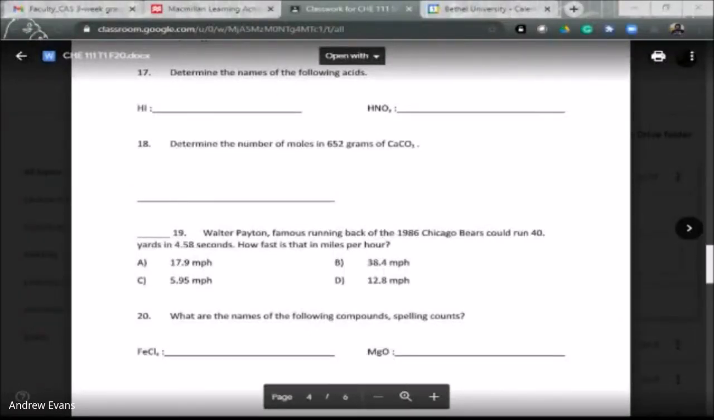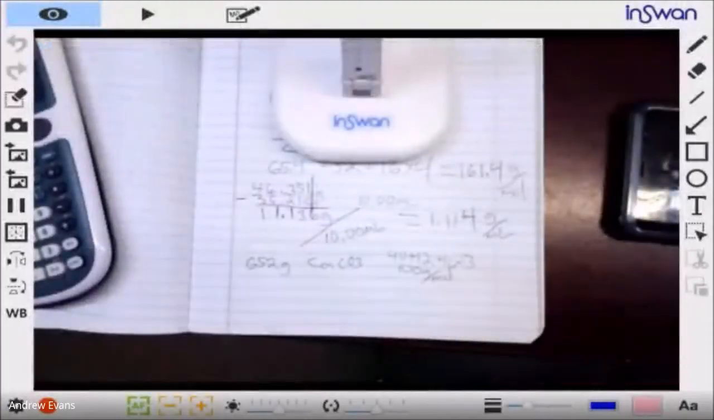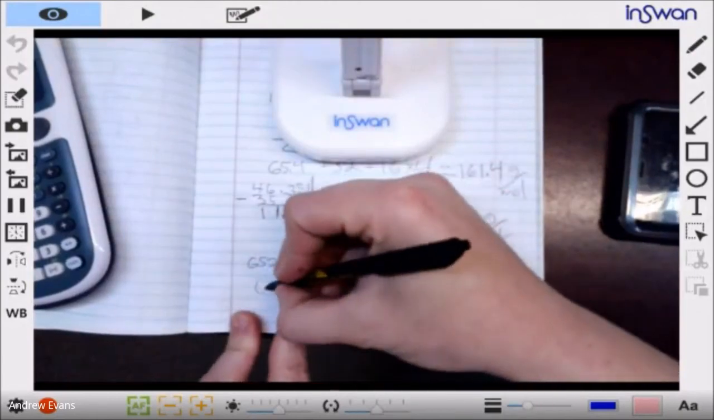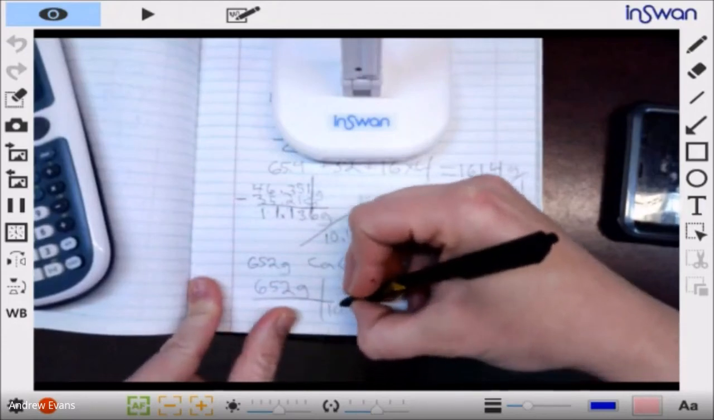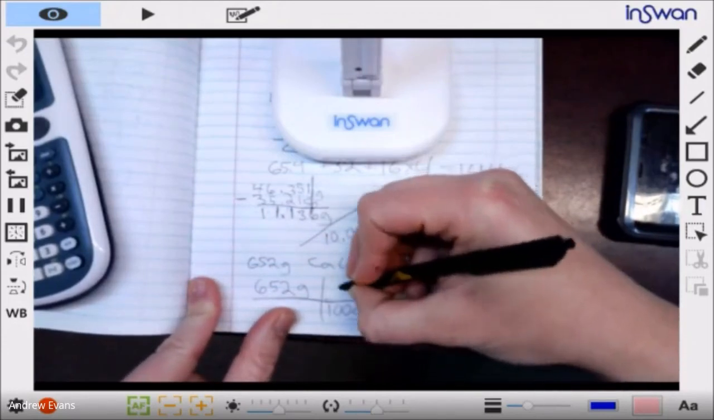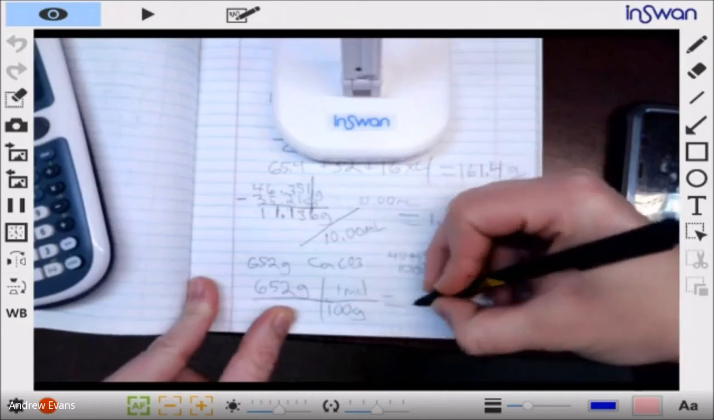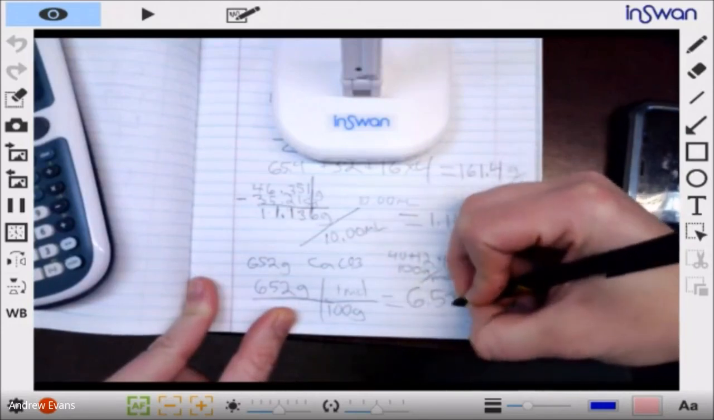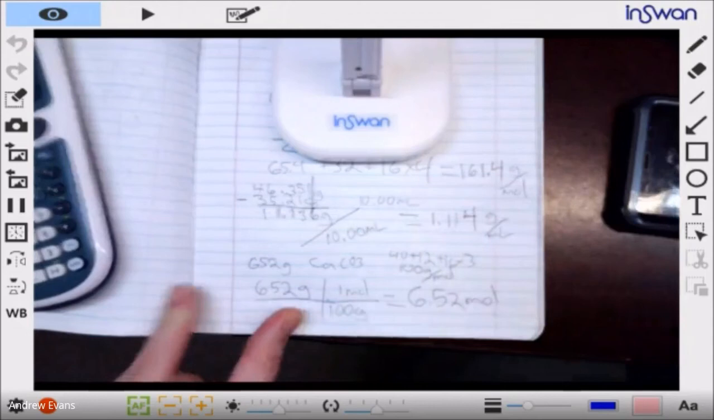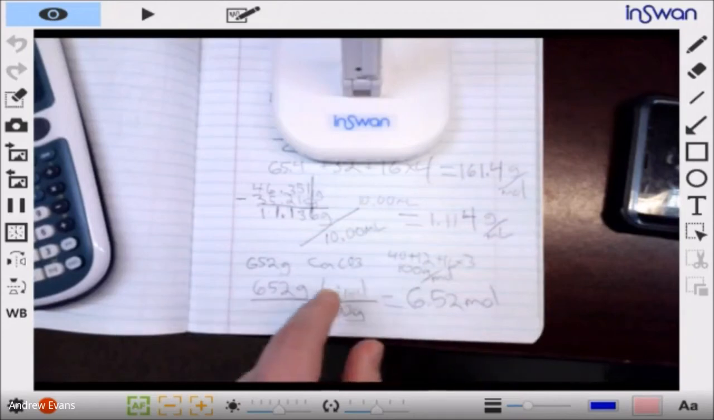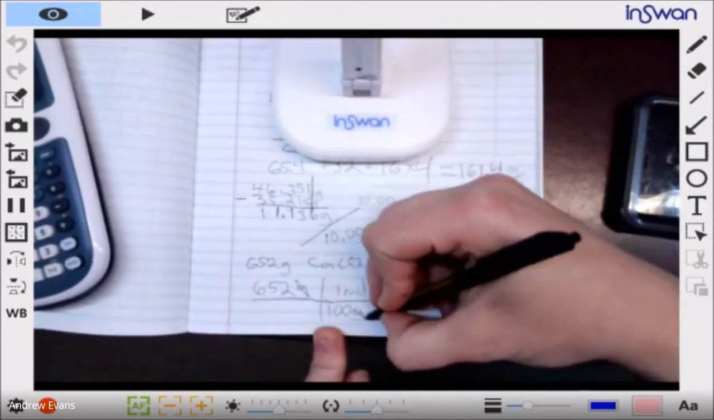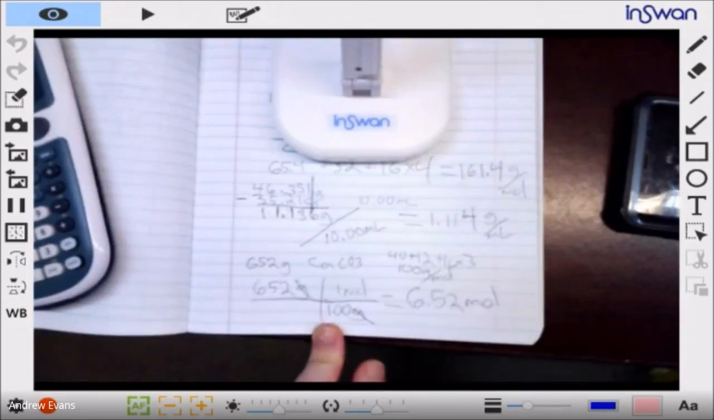I'm just looking back real quick. Okay, they're asking the number of moles. So literally, to do this, we're taking 652 grams with 100 grams in 1 mole. So how many moles? 6.52 moles. All I'm doing is setting up grams on top, dividing by grams to get just moles.